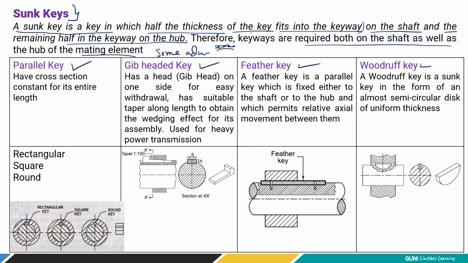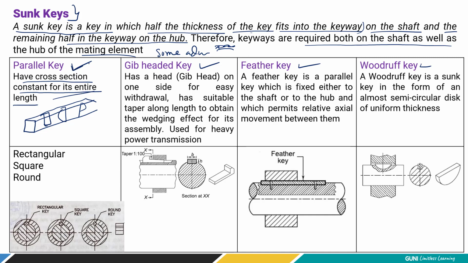Here in the parallel key we have a cross section constant for the entire length. What does it mean? If I use a square section for the entire length of the key, that section remains constant. It is not tapering, right? If you take the section over here, again it is square of the same value, again it is the same. So it is constant for the entire length.